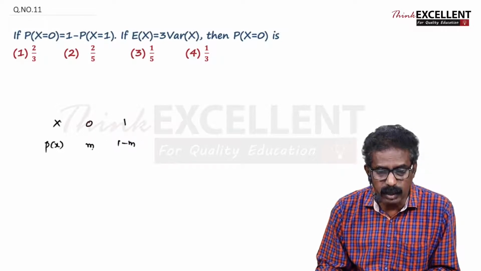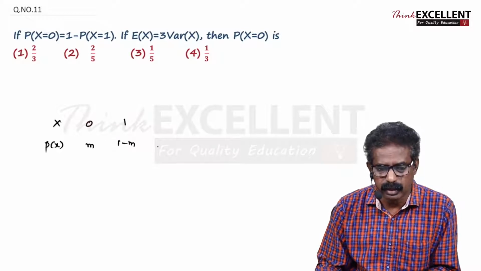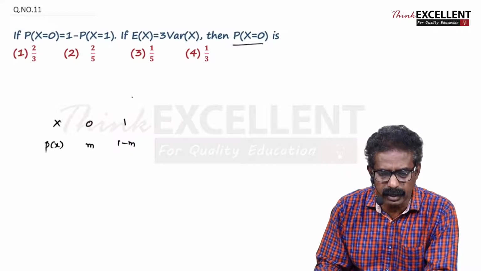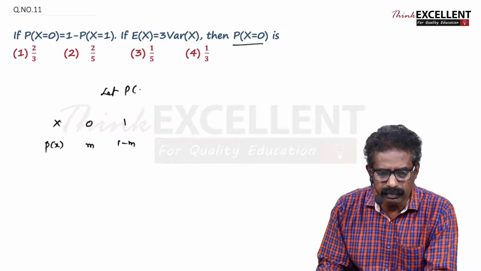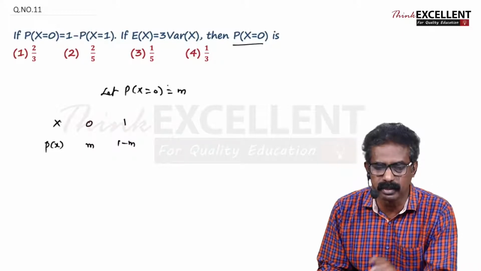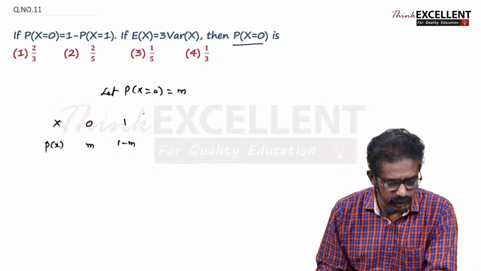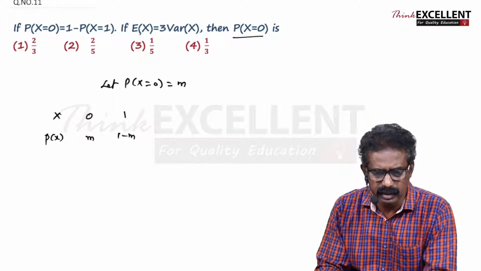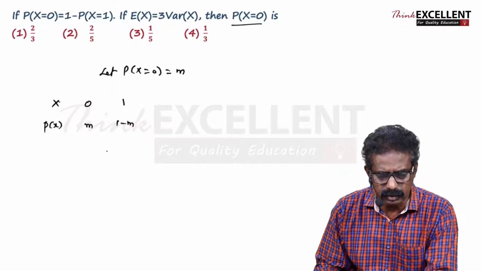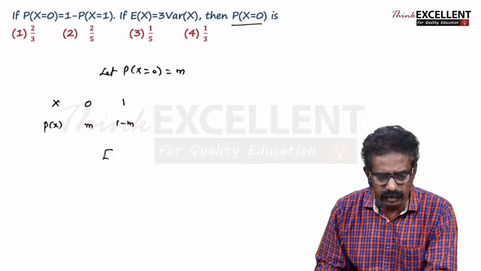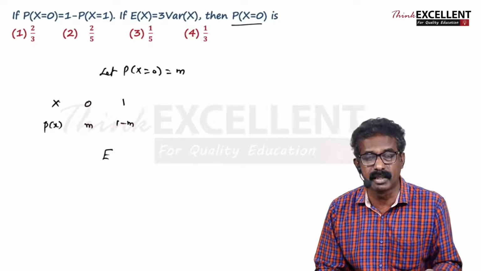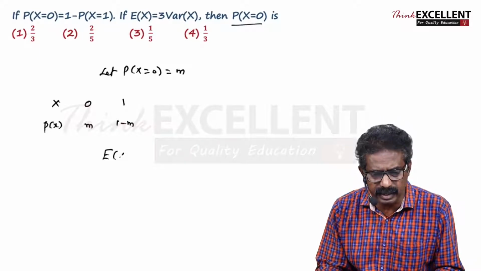So if you add, you have to get 1. They asked to find P of x equal to 0. Let P of x equal to 0 be M. So just find the M value. What is given here? E of x, the expected value of x, is equal to 3 times variance of x. They are talking about variance and expectation, so you find E of x and E of x square.